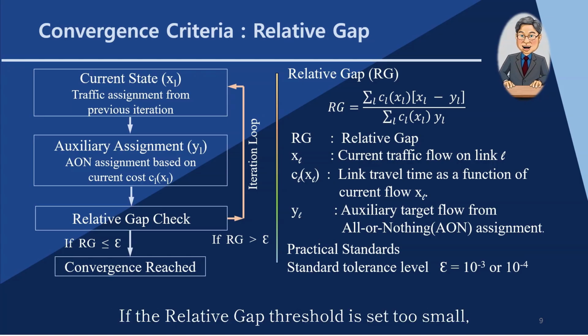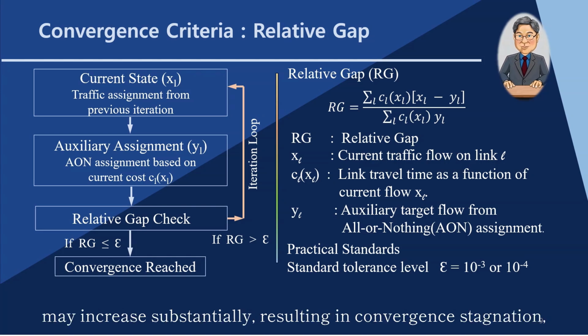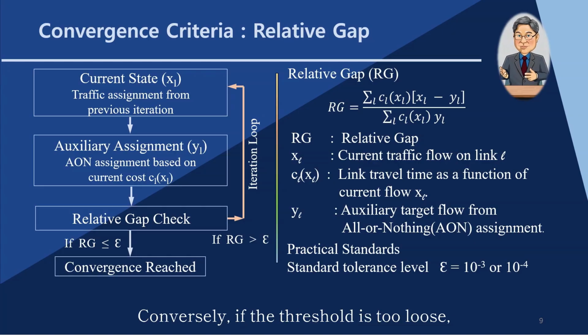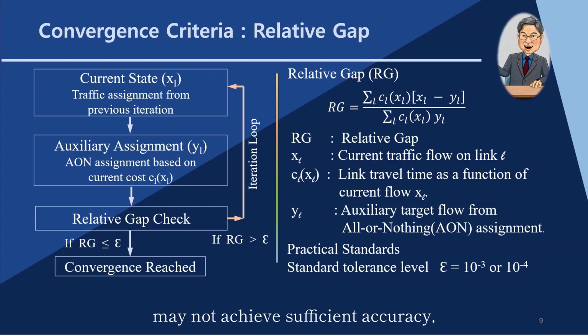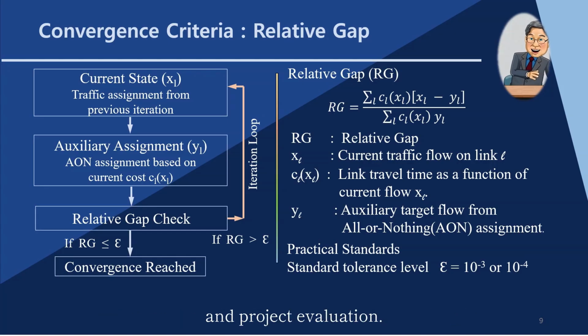If the relative gap threshold is set too small, the number of iterations required near the optimum may substantially increase, resulting in convergence stagnation, where additional computation produces only marginal improvements. Conversely, if the threshold is too loose, the resulting traffic assignment may not achieve sufficient accuracy, reducing the reliability of transportation planning and project evaluation.